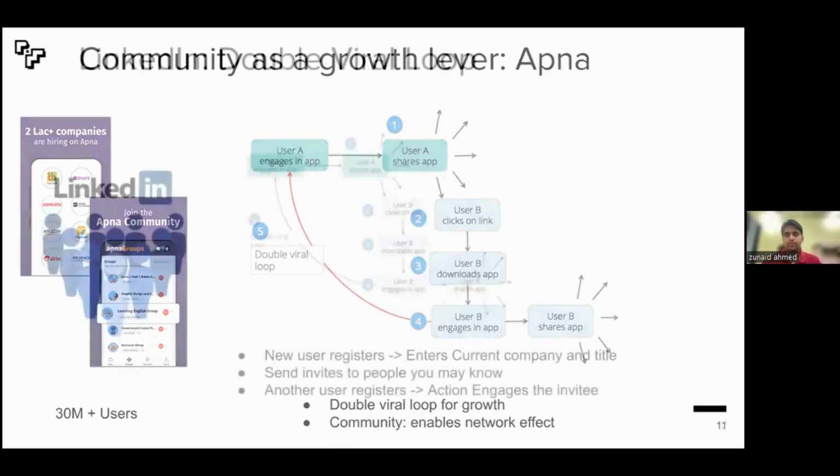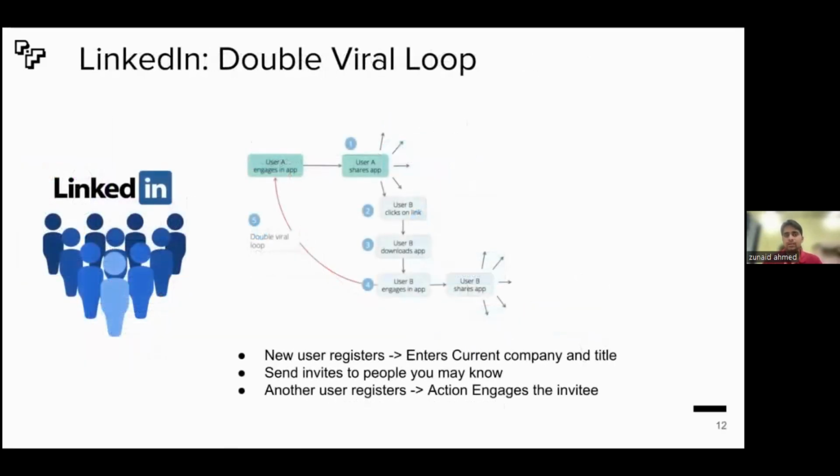And this comes from the LinkedIn double viral loop growth playbook. LinkedIn also deployed this strategy in the earliest phases of its growth. When a new user would register, they would ask the current company and the title of that particular user. And then they would show a nudge: hey, this user belongs to your company. Do you want to send them an invite or connection request?